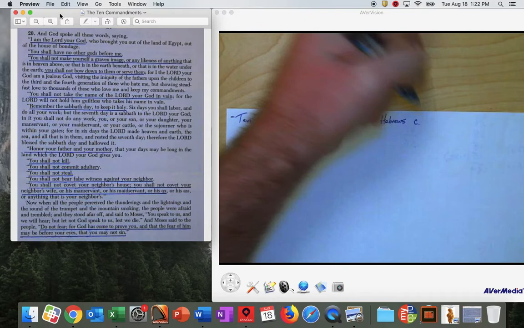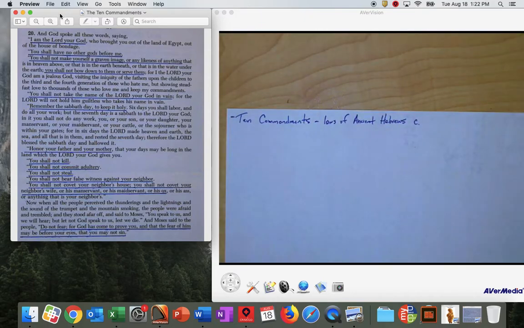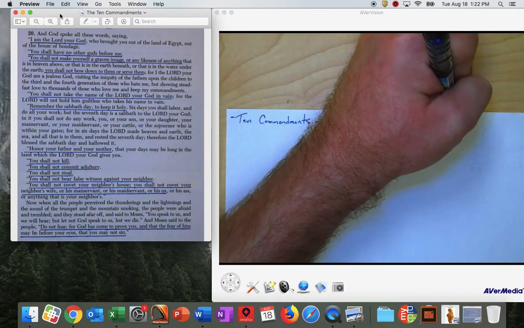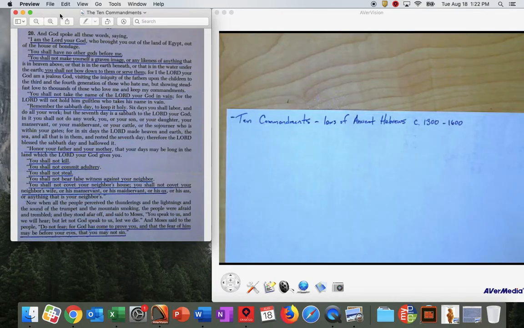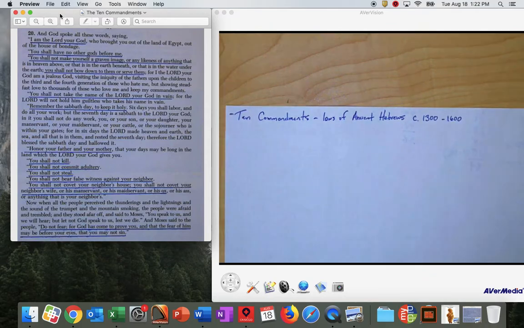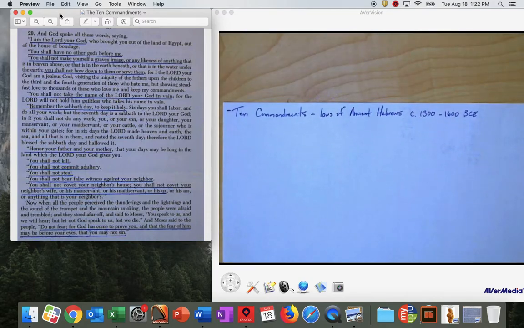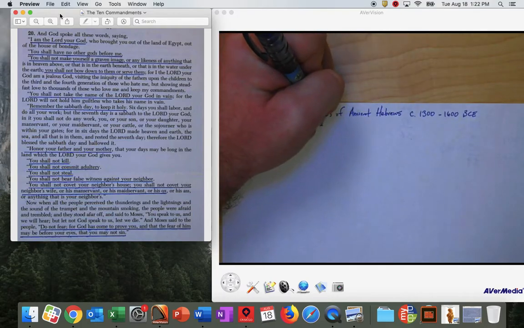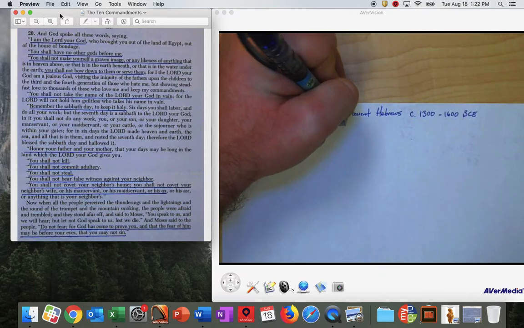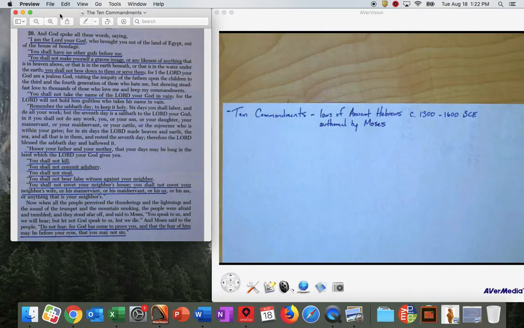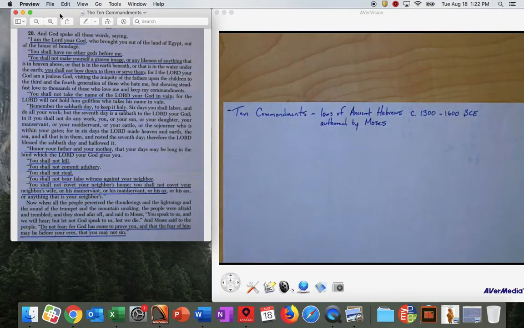And in the historical record, this was written sometime, most historians seem to agree, somewhere in that range. We don't know for certain. And the author here, for our purposes, we're going to say that this was written by Moses, who was a leader of the ancient Hebrews.